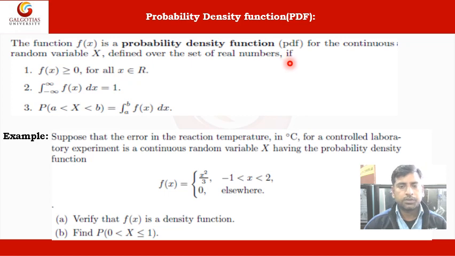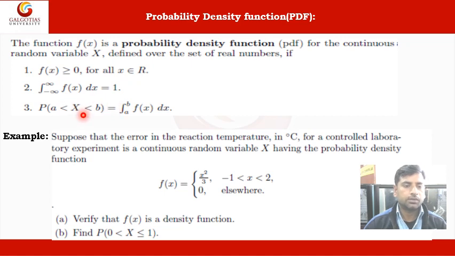This is also called the PDF for the continuous random variable x defined over the set of real numbers if f of x is greater than or equal to 0 for all x belonging to R. That means the value of the probability function will always be greater than or equal to 0, and the sum of all the probabilities will be 1. That means if we integrate the function from minus infinity to plus infinity, it will give you 1 if it is a PDF.